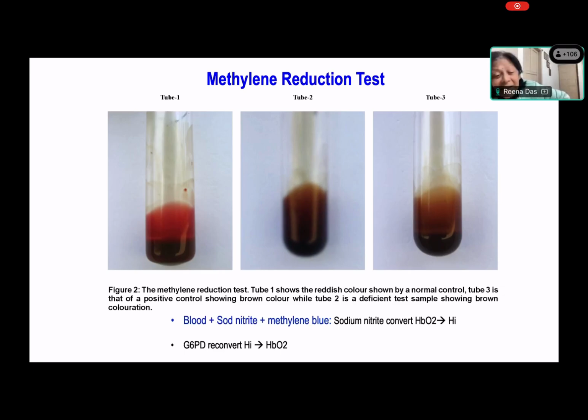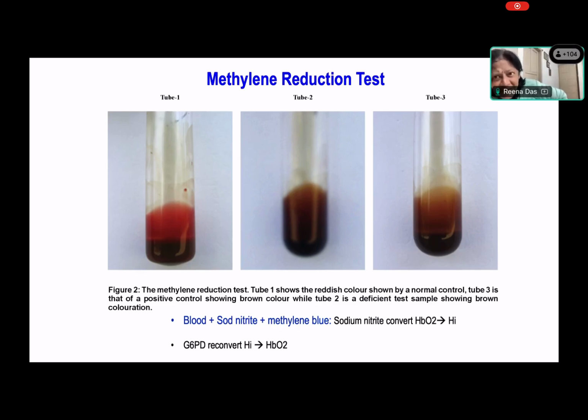This is not a quantitative one but a qualitative test, and basically we put blood and sodium nitrite with methylene blue. The methylene blue helps in converting methemoglobin back to oxyhemoglobin. Normally the conversion is very good, but if there is deficiency, this conversion from methemoglobin back to oxy does not happen. Just a point to remember that for this test you need a time period of at least 3 hours. So if somebody comes later in the day, then it's not easy to do this test.